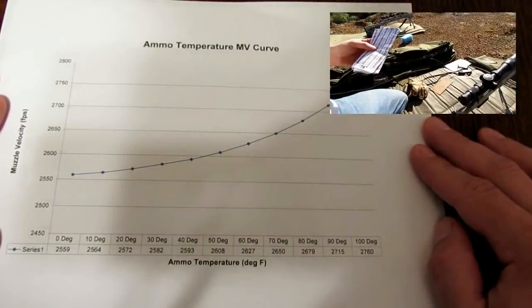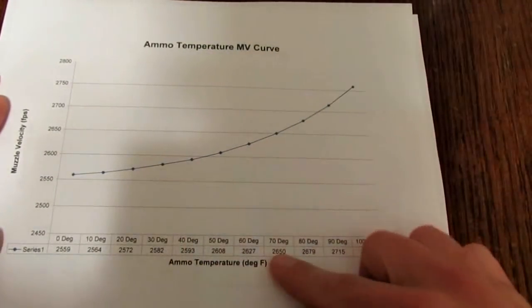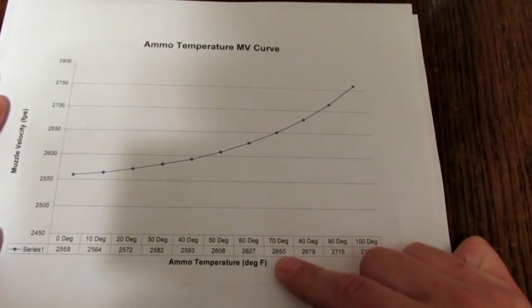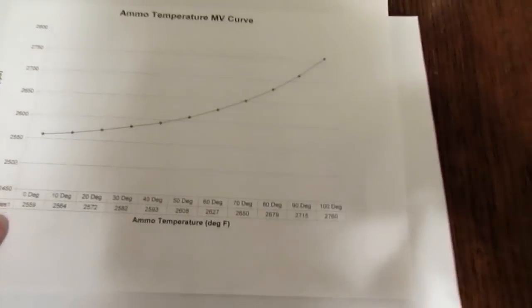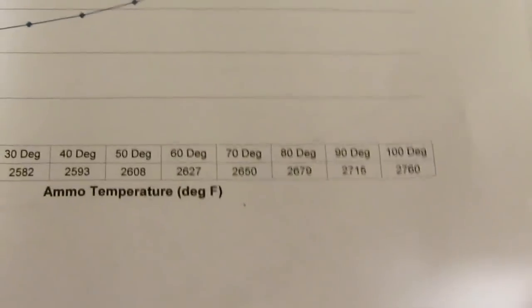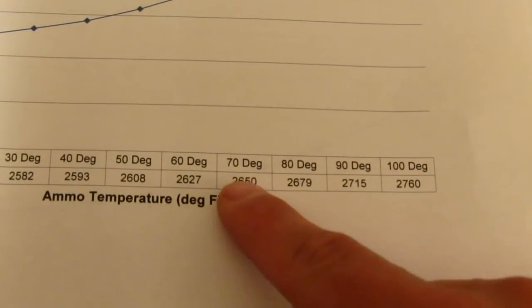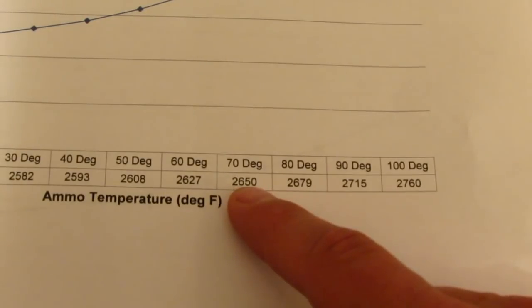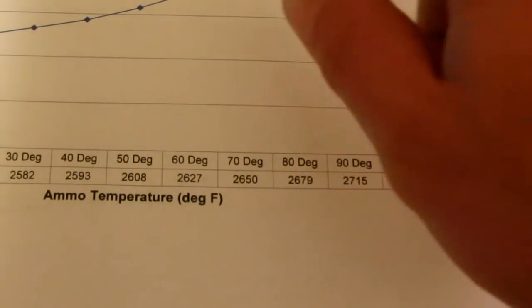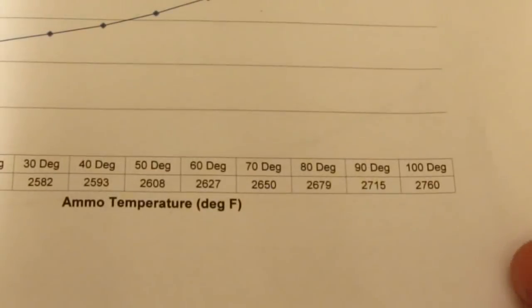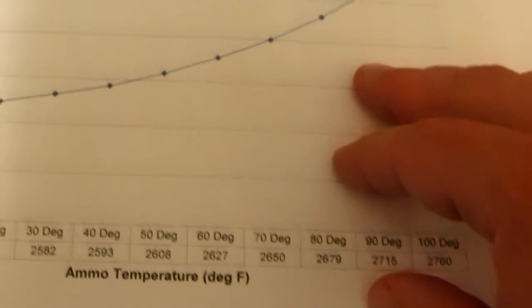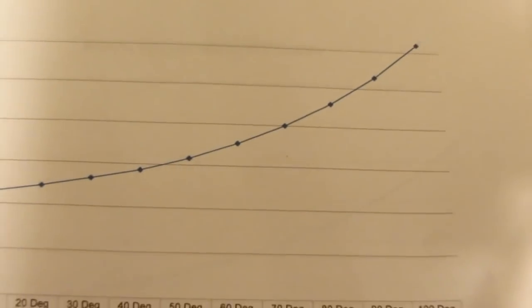This is an ammo temperature muzzle velocity curve, and this looks like it's for my 338 Lapua, and I can tell because of the velocity here. So at 70 degrees, my muzzle velocity was 2650 with the particular load. And so I enter that data set into the program.